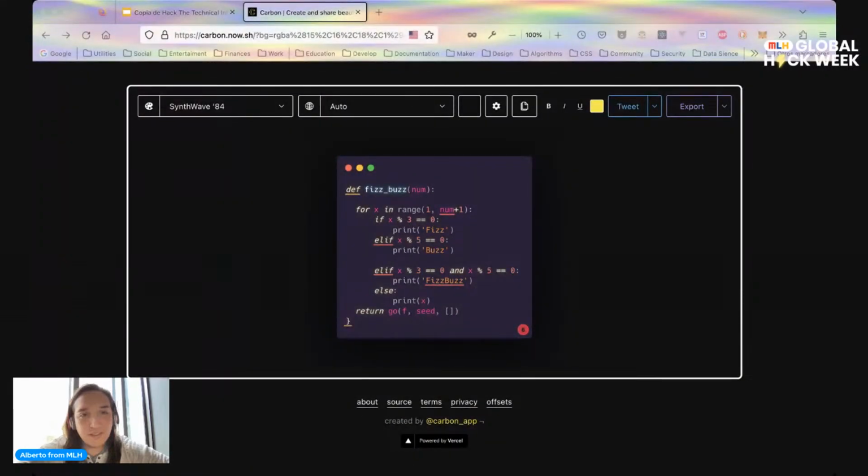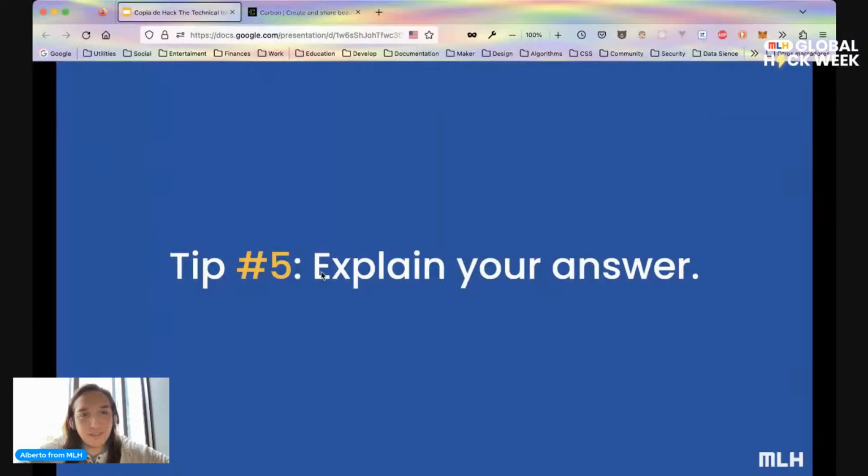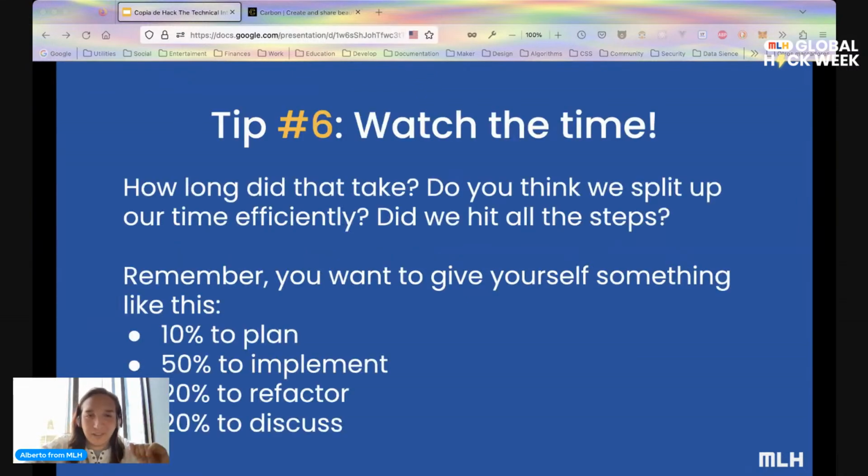Now we just need to explain the answer, and this is just if you did it before, but we explain the code while we were typing it and while we're thinking of the solution. So at this point, you already completed all the tips because you also watched the time. Didn't you? I told you we don't have time to actually refactor this.